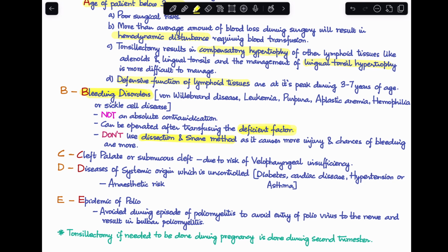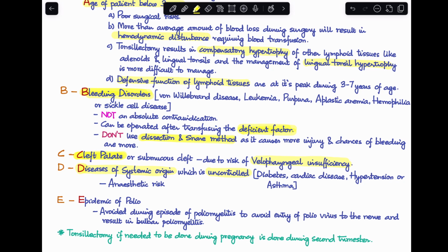Next contraindication, starting with C, is a case of cleft palate or submucous cleft. We do not perform here because of the risk of developing velopharyngeal insufficiency, which is a delayed complication in a case of tonsillectomy. Next contraindication, starting with D, is diseases of systemic origin which are uncontrolled, like diabetes, cardiac disease, hypertension, or asthma. These cases usually are an anesthetic risk. So you should definitely first evaluate the patient, get their condition under control, and then take them off for surgery.